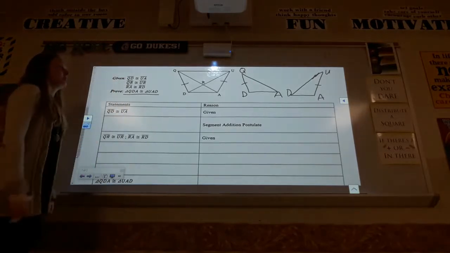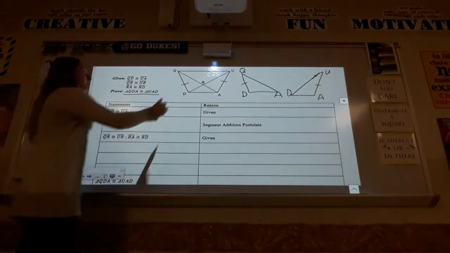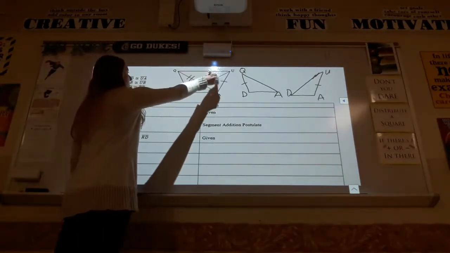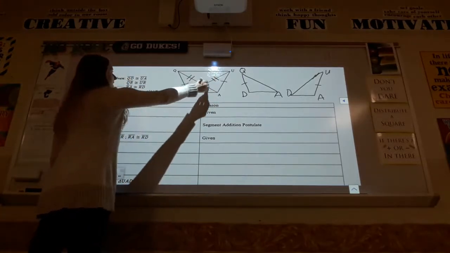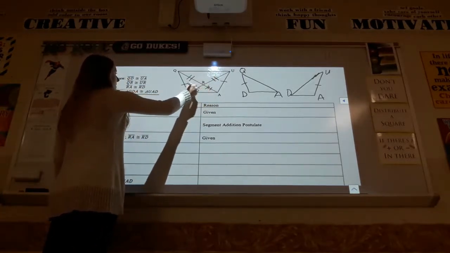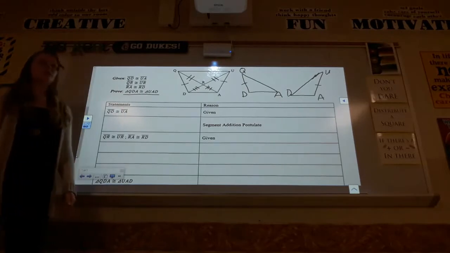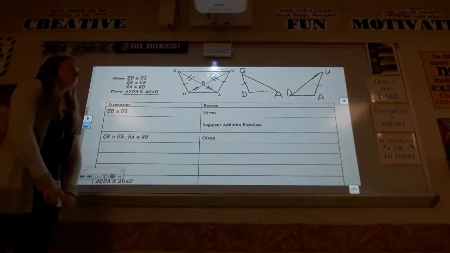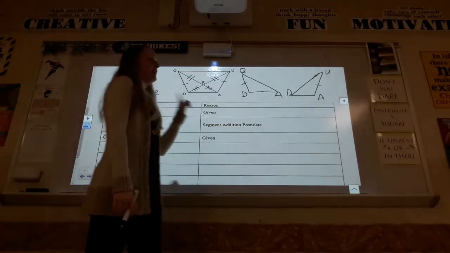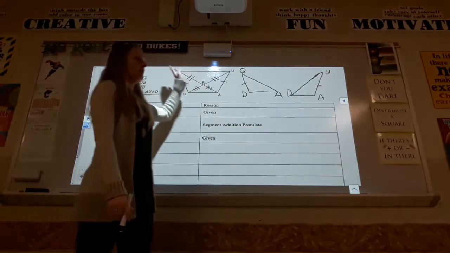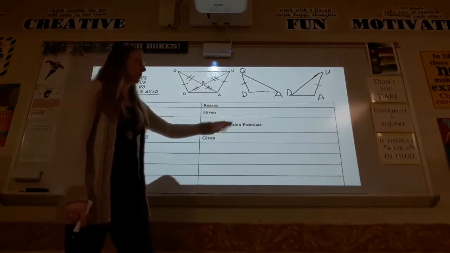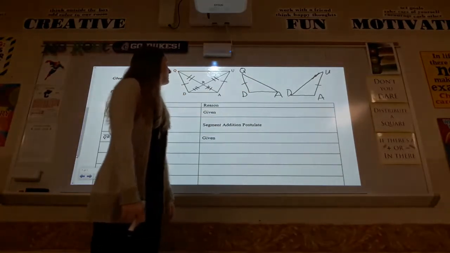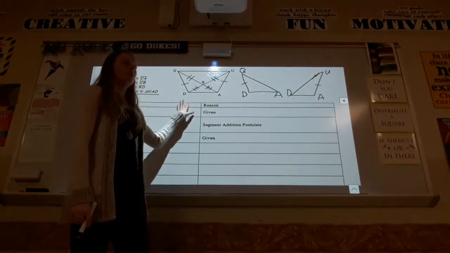Transfer that over to the separated triangles. I know that QR is congruent to UR, and that RA is congruent to RD. This is what I know. So I don't know anything right now about QA, because they haven't specifically told me that QA is congruent to DU. But can I get that?